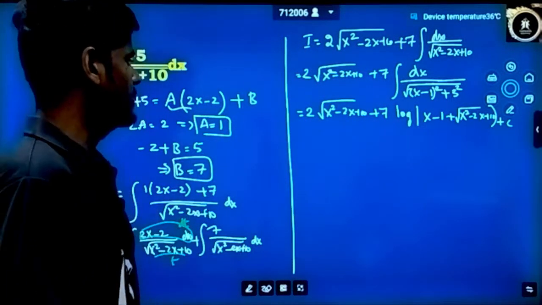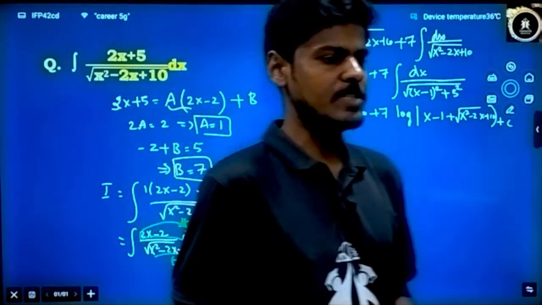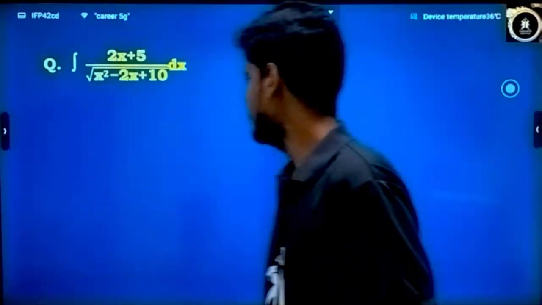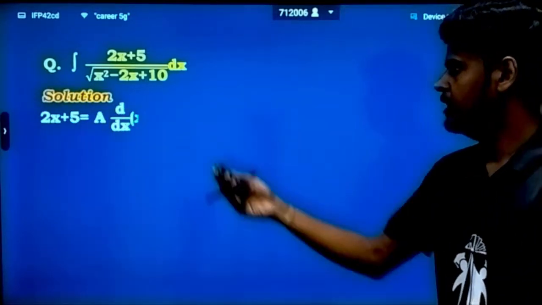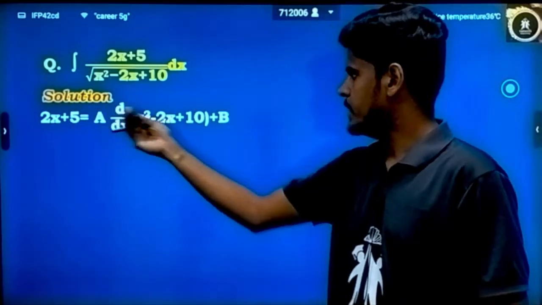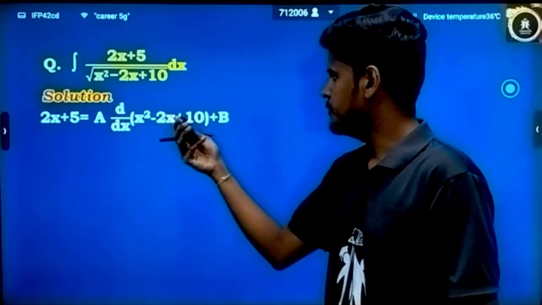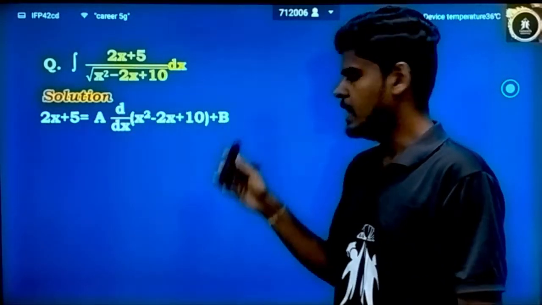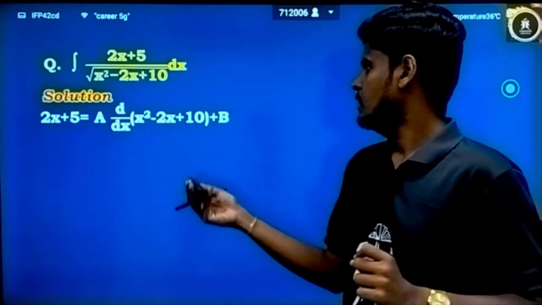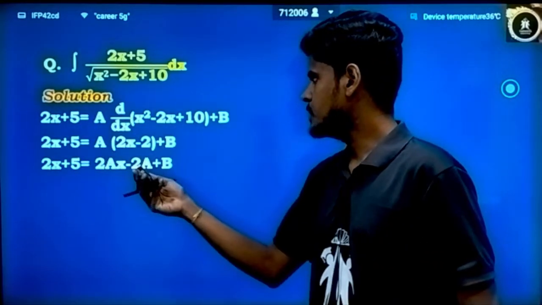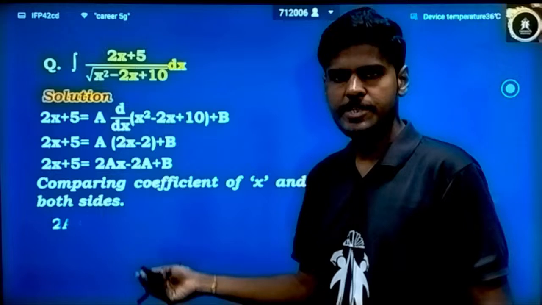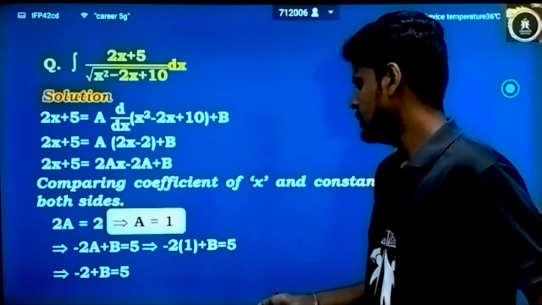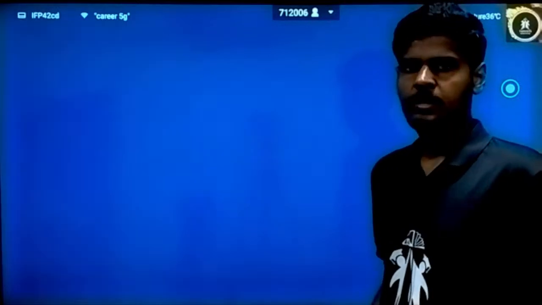So this is the answer. Is it clear, students, how to solve easy questions? Now we'll see the solution. The first step is to write the numerator in terms of a into the differentiation of the term inside the square root in the denominator, plus b. So here 2x plus 5 is equal to this; compare the coefficients and find the values of a and b. a comes out to be 1 and b is 7.